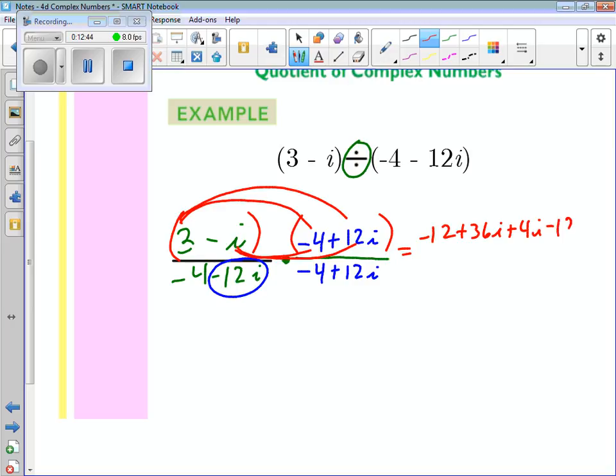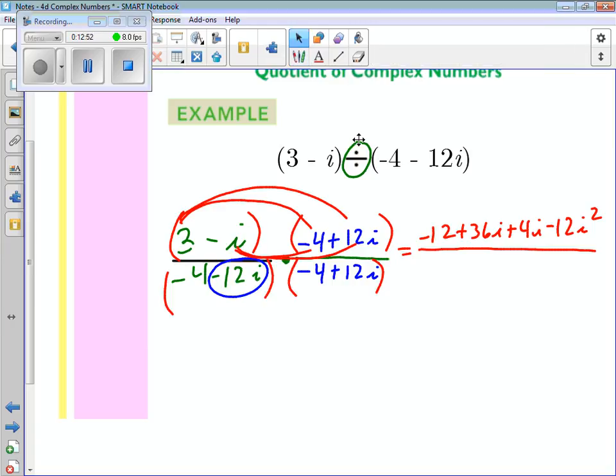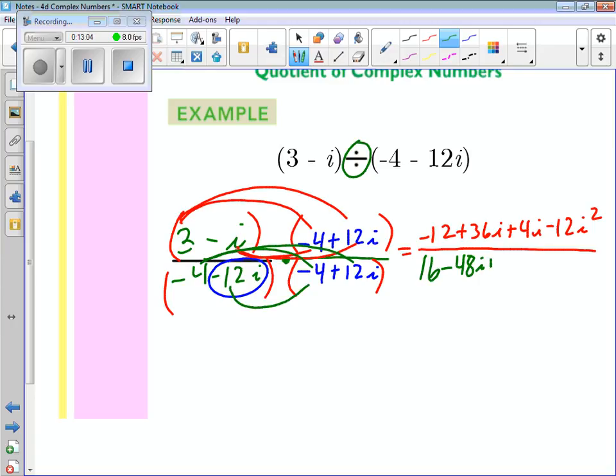In the denominator, again, we have two binomials. Multiply them out. Negative 4 times negative 4 is 16. Negative 4 times 12i is negative 48i. Negative 12i times negative 4 is positive 48i. You see the middle terms of the denominator should always cancel. And negative 12i times 12i is negative 144i squared. It's weird that they're the same as the other one.